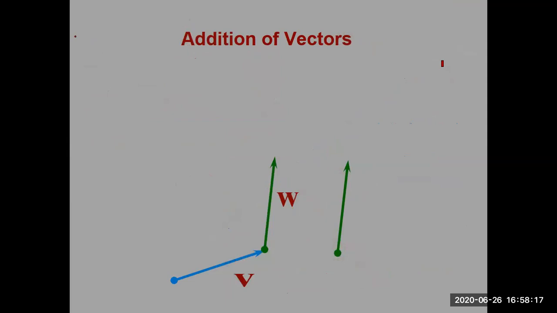Addition of vectors. If there are two vectors, basically vectors are not added by using normal mathematical rules. Vectors are added graphically because vectors have direction.